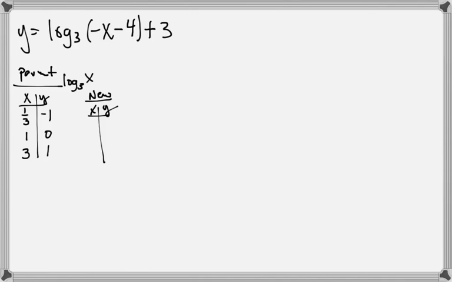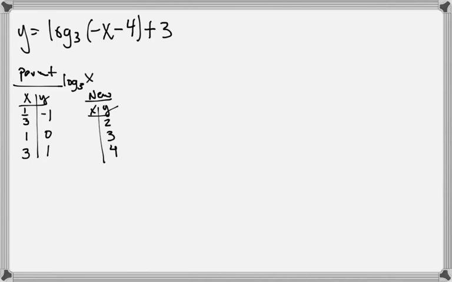In terms of the y values, what's going to change for y? You're going to add 3. I'm just going to add 3 to every y value. Let's go ahead and take care of that: 2, 3, 4. Here's what we're going to do to x and my asymptote.